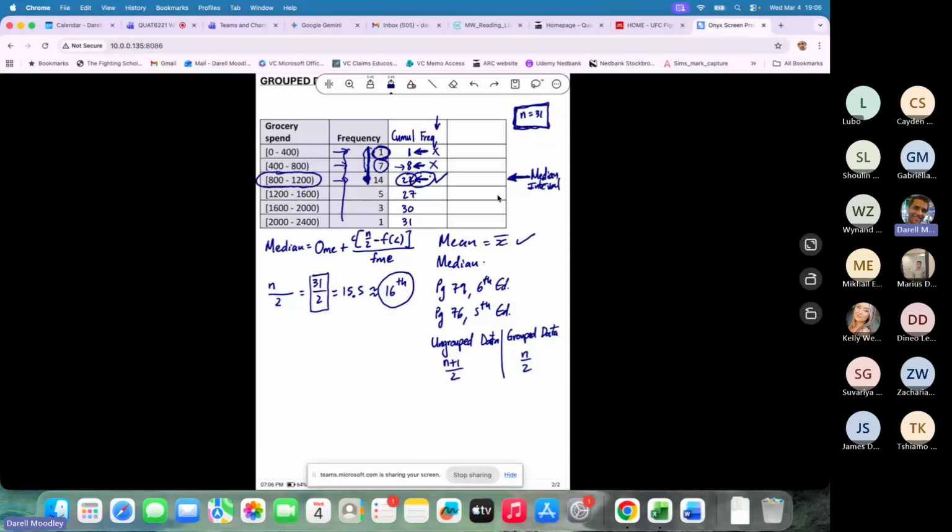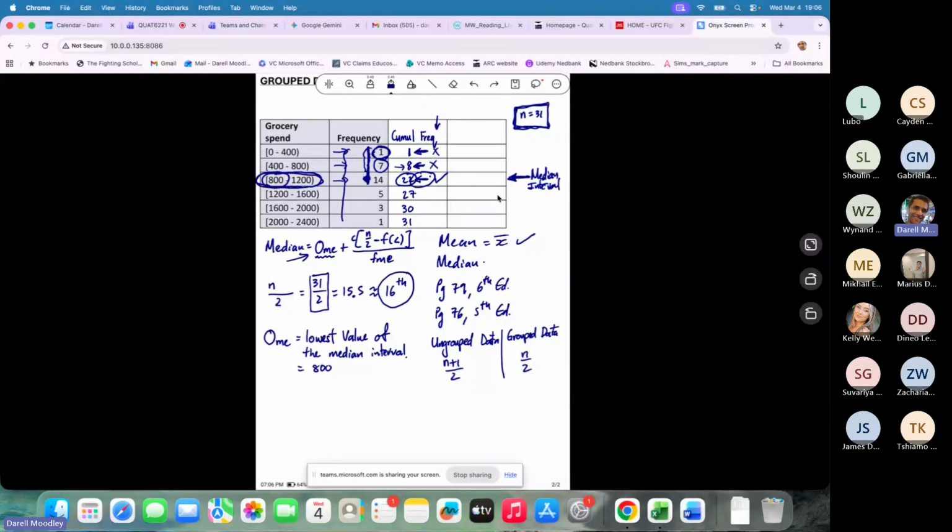Now we'll start using this formula. So the L_ME, that first value that you see there, all that means is it's the lowest value of the median interval. And if you look at the median interval, the lowest value it can take is 800. Okay, so that L_ME is 800.